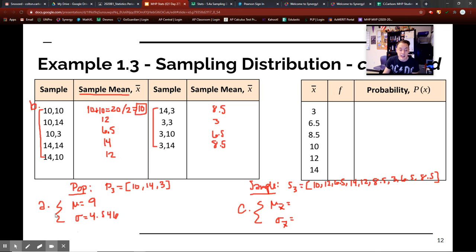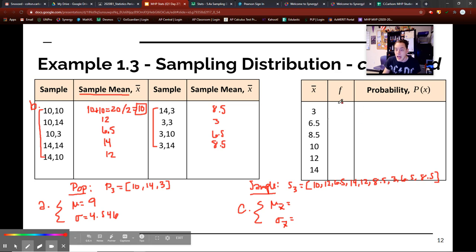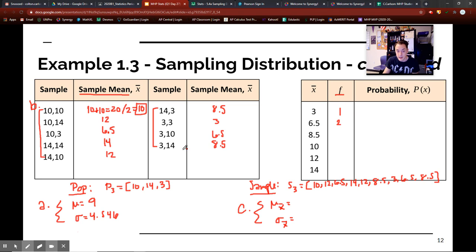So again, just to recap, how many threes do I have? That's what frequency means. How many threes do I have? Well, I have one. How many 6.5s do I have? Well, I have two here, 1 and 2. How many 8.5s do I have? I have two of them. How many 10s do I have? I have one. How many 12s do I have? I have two, sorry. And how many 14s do I have? I have one.